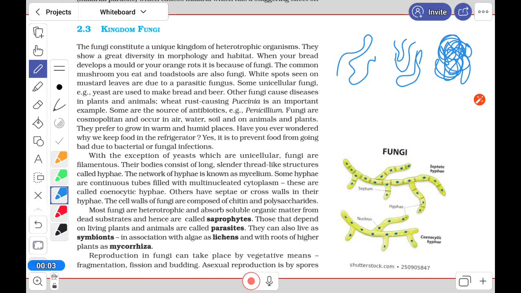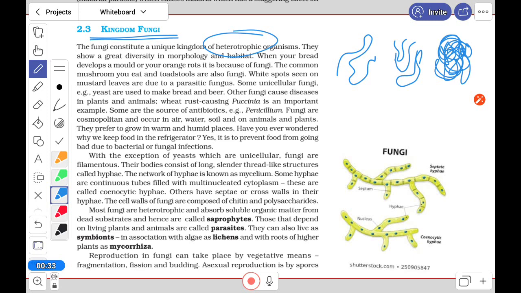Welcome to Bio class. Next, we are going to study kingdom fungi. Kingdom fungi is a heterotrophic group of organisms. I think you know that saprophytic nature. Fungi is a large kingdom, with over 1 lakh species, and one most important thing is that they are cosmopolitan. It means that they are available everywhere.